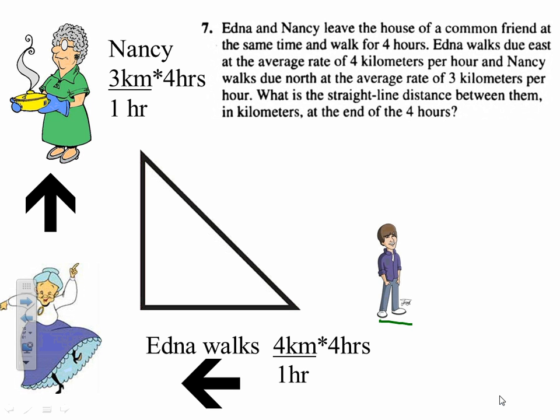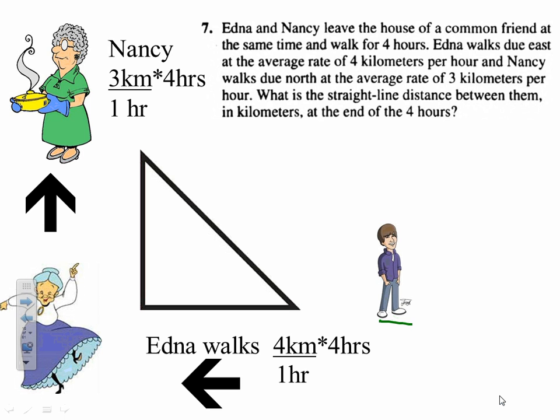at the same time and walk for 4 hours. Edna walks due east at the average rate of 4 kilometers per hour, and Nancy walks due north at the average rate of 3 kilometers per hour. What is the straight line distance between them in kilometers at the end of 4 hours?